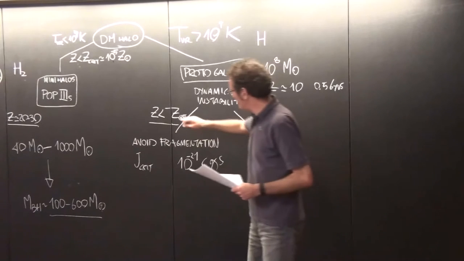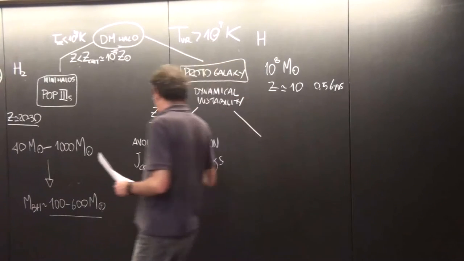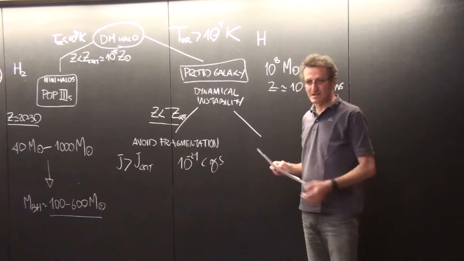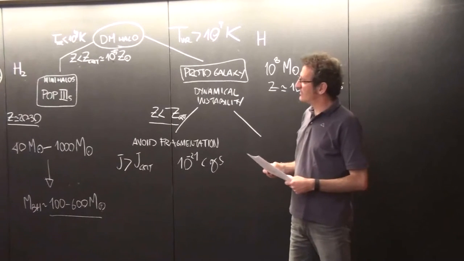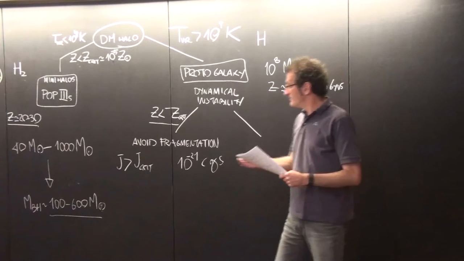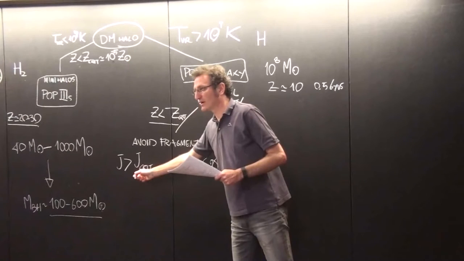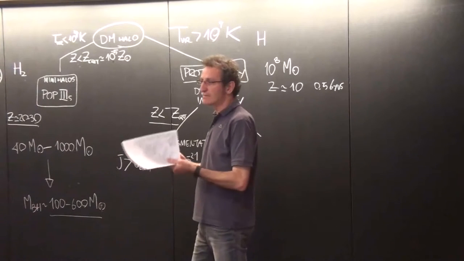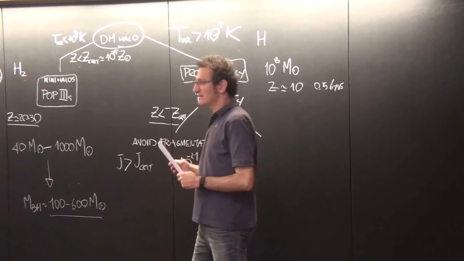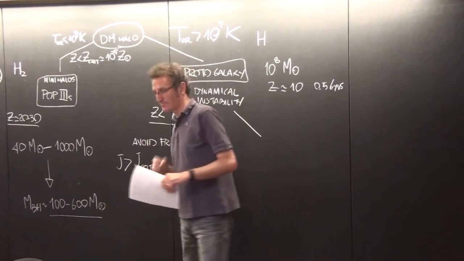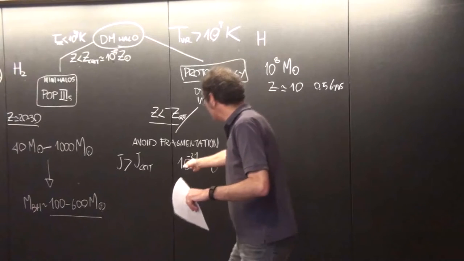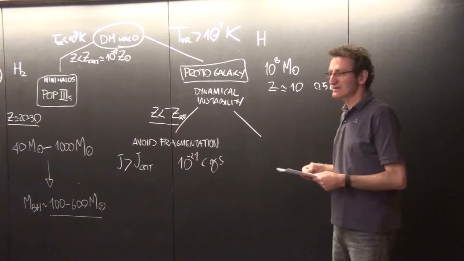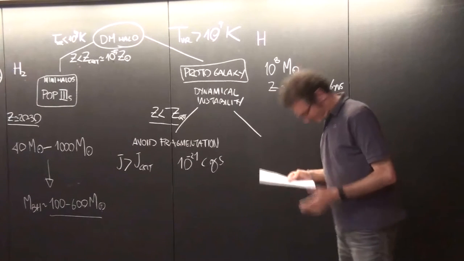Okay? But suppose that we are below this metallicity, and J is larger than this J critical. The radiation field is high enough to effectively destroy molecular hydrogen. Again, there are many papers trying to figure out what is the value of the necessary radiation field to avoid fragmentation, and they do not agree. I mean, this value is uncertain by three orders of magnitude. I've seen from 10 to the minus 21 to 10 to the minus 18. And I've even heard that there may not be a critical value, that it could actually depend on a lot of environmental factors.